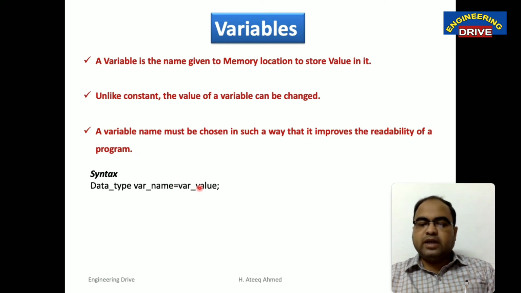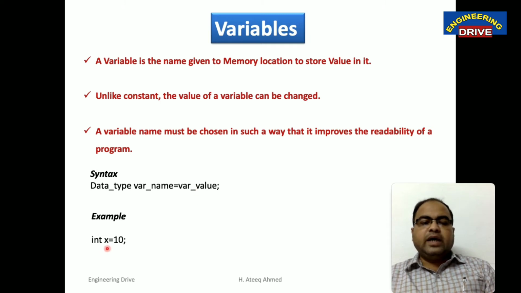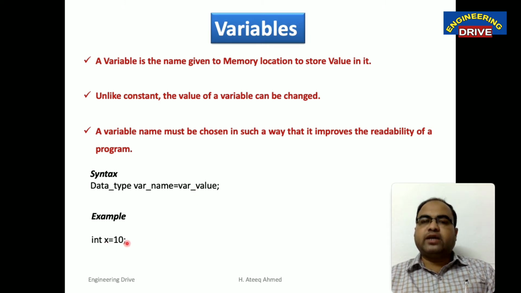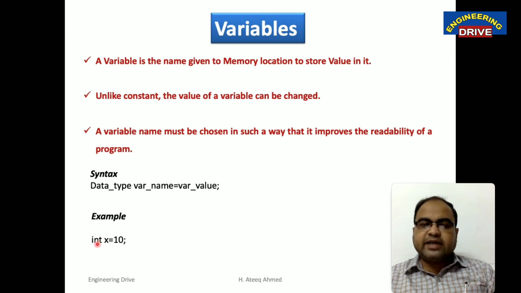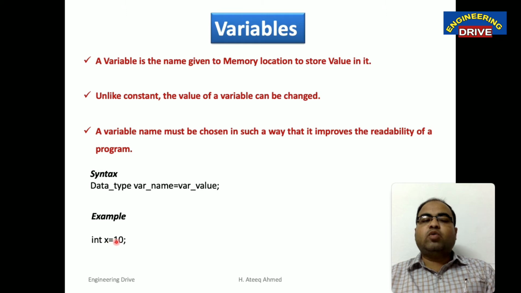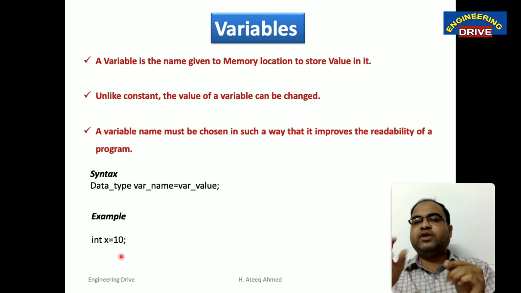Let us see one example now. int x = 10; that is, x, assignment operator, 10, semicolon. So what is the data type here? int is the data type. What is the name of the variable? x. What is the value of the variable? 10. So these are the three things that we need to understand in variable usage.